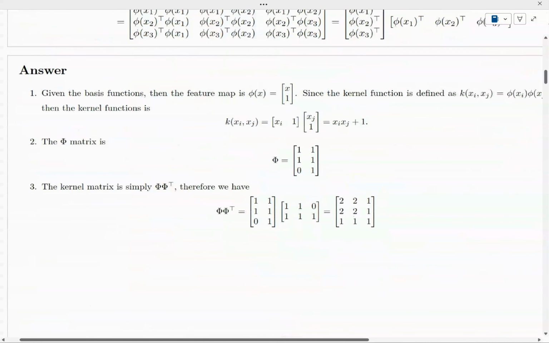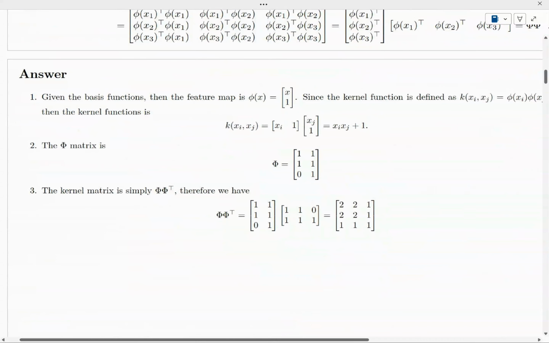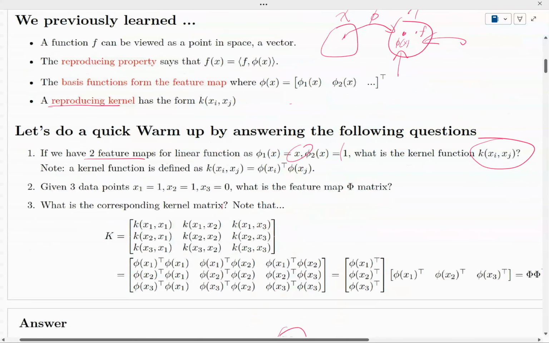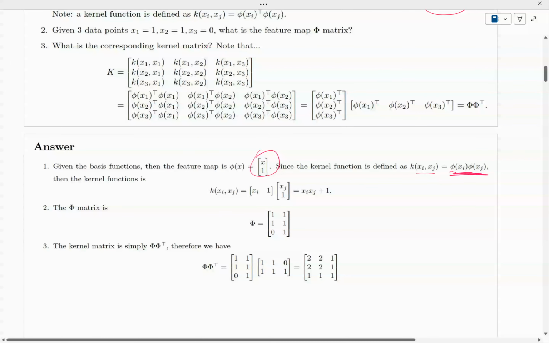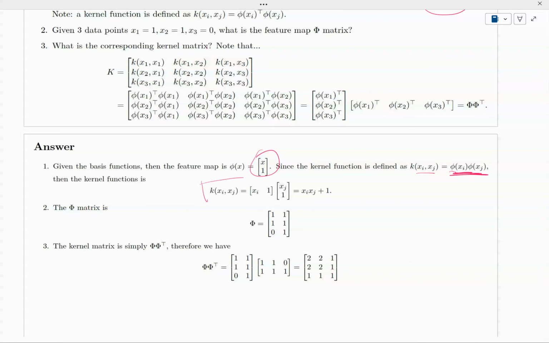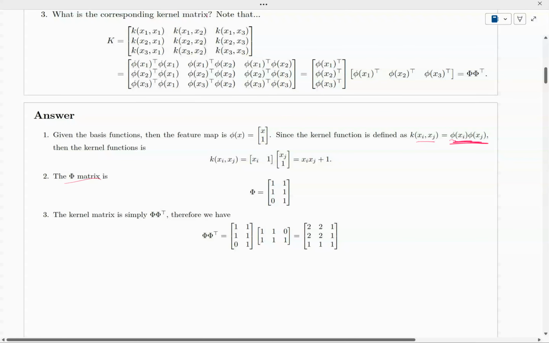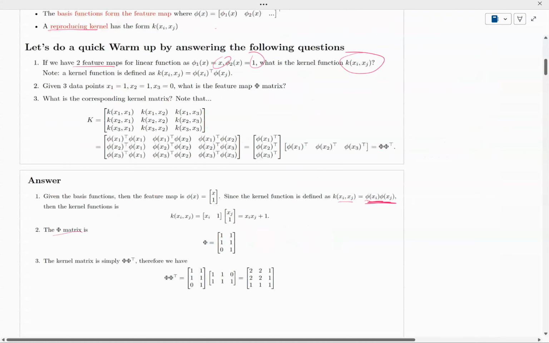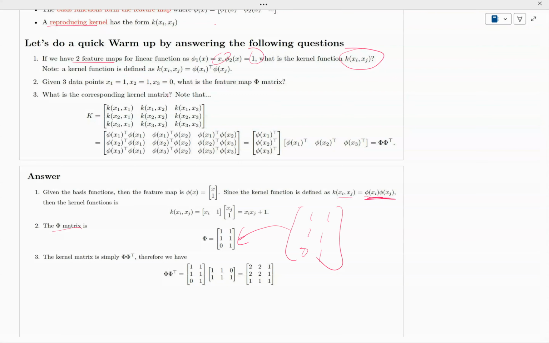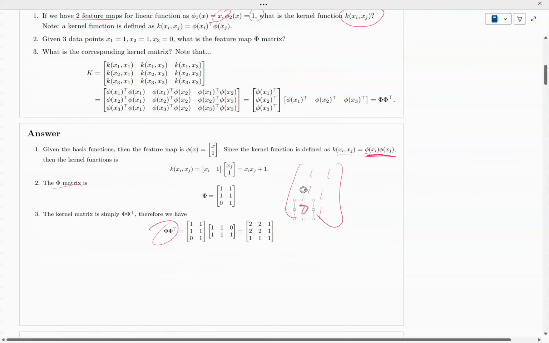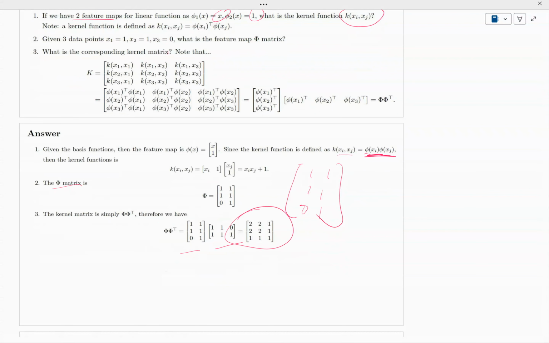Okay, so for the first question, if the feature map is x and 1, remember it was x and 1, therefore, if you have xi, xj, it's just the inner product between them. Therefore, it's xi times xj plus 1. That's it. This is the equation for the kernel of a linear feature map. And over here, the phi matrix is therefore, let's see, what are the points? So x1 is 1, 1, 0, and the feature map is 1, 1, 1. So that should be the feature map. And the kernel matrix is the feature map times its transpose. So you just multiply by its transpose, and you have the kernel matrix.